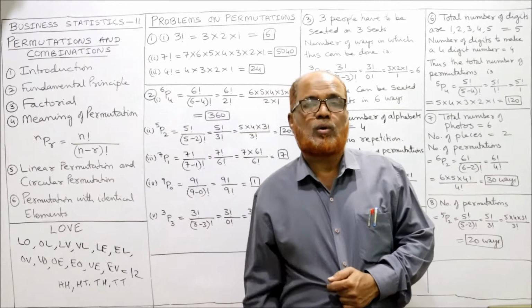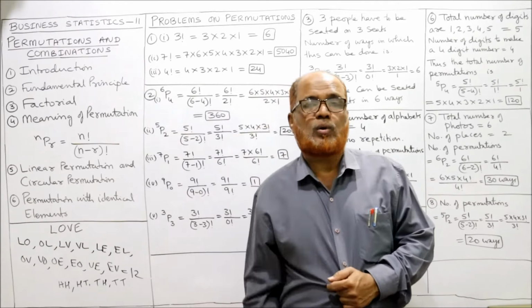The total number of items are N. Out of N, we are selecting R items at a time. So how many ways can we select it? That will give you NPR. This formula we are going to apply.